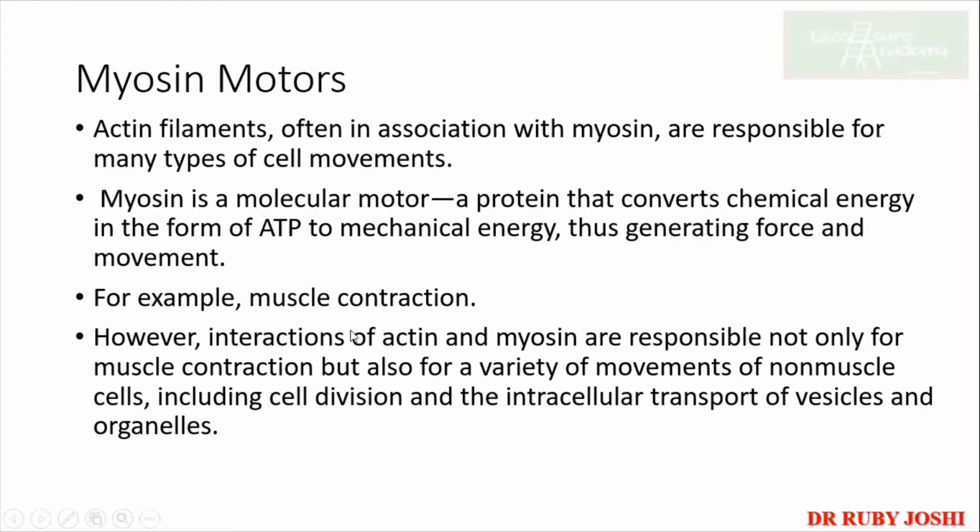For example, let's talk about the case of muscle contraction. Interactions of actin and myosin are responsible not only for muscle contraction, but for all types of movements happening in non-muscle cells also, for example, in cell division and the intracellular transport of vesicles and organelles. So we will see ahead how, when a cell divides, right from here it is going to divide. So here it is going to form the contractile ring. That ring is again made up of actin filaments. Okay?